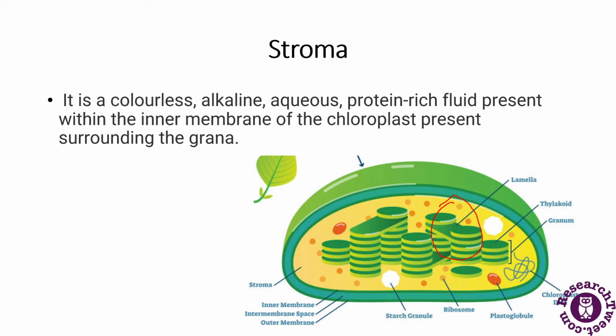In this slide we are discussing stroma. Stroma is a colorless, alkaline, aqueous, protein rich fluid which is present within the inner membrane. So this is the inner membrane, and it is surrounded by the inner membrane. The stroma is the alkaline aqueous protein rich fluid within the inner membrane of the chloroplast, surrounding the grana.